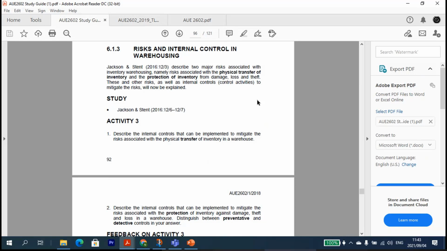Just for clarity, can the transfer be at any stage within the warehouse, in other words, prior to the warehouse, and then from the warehouse to any other place in the factory? Remember, it's the transfer within the warehouse. In the warehouse, it could be just moving it from one point to the other, right?